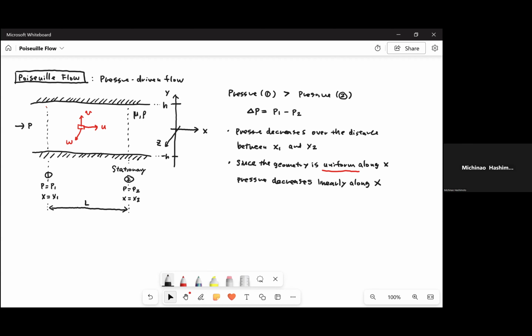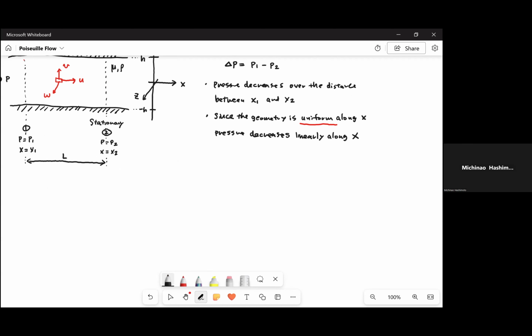Okay, so what does that mean? If you want to describe how this pressure decreases over x, then we describe it as p2 minus p1 over x2 minus x1. Here x2 minus x1 is just the distance, this particular distance L.